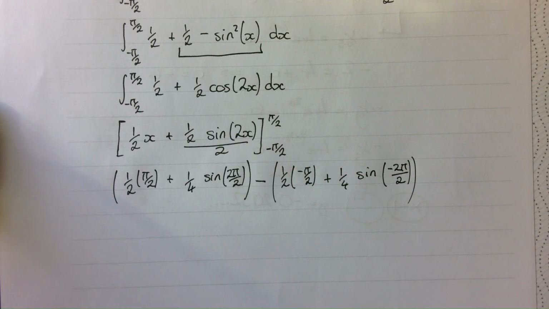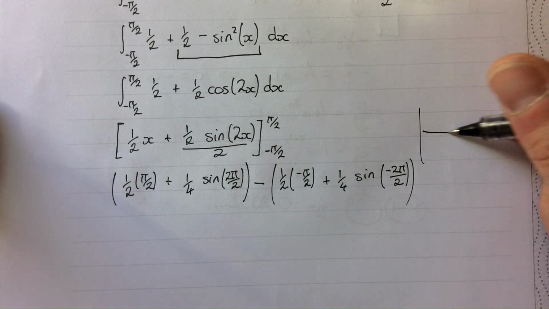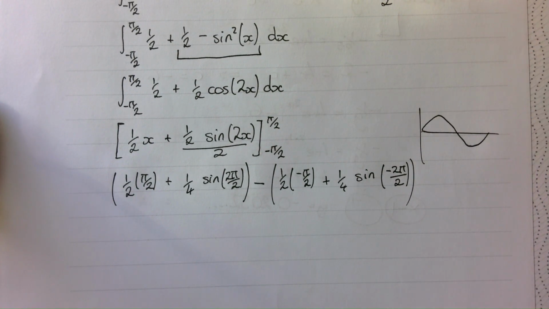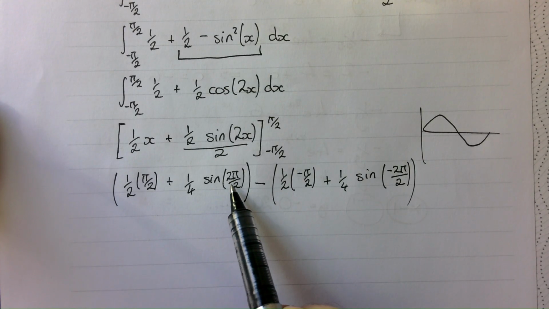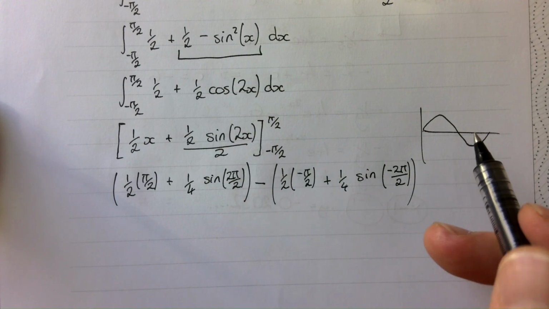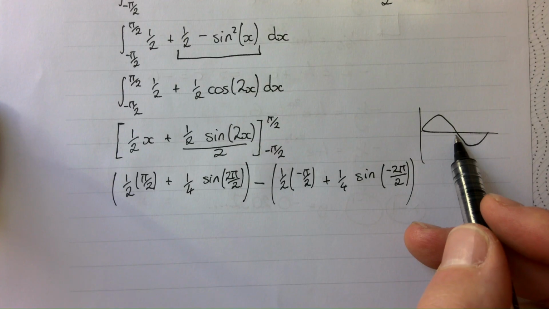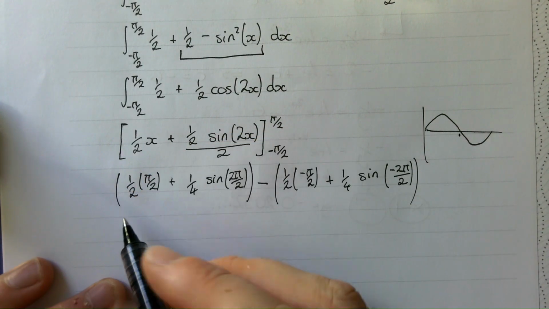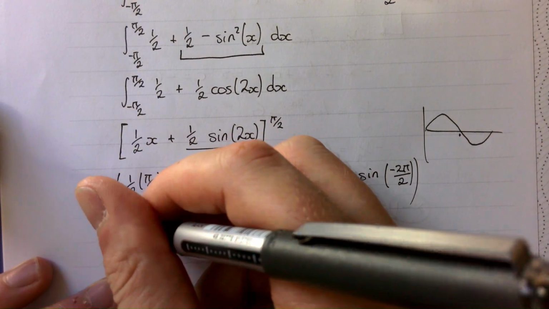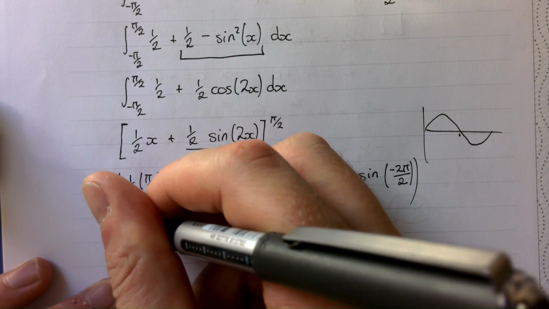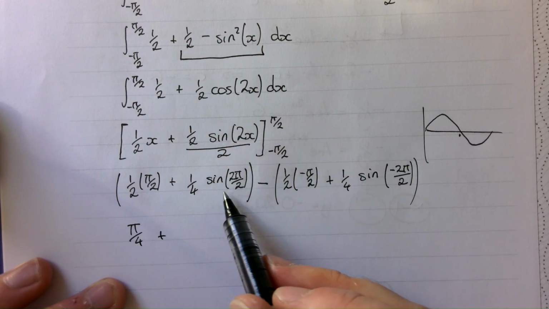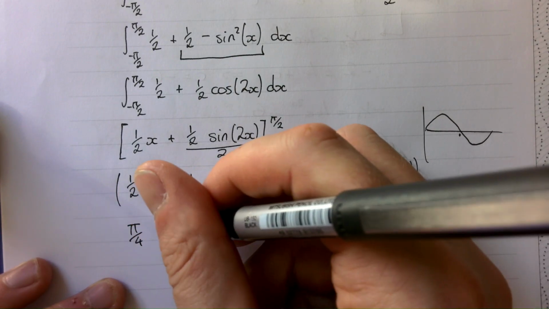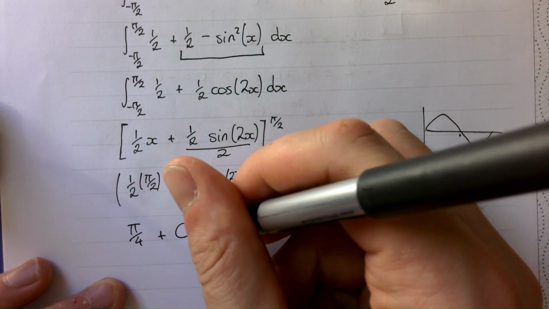Close our brackets. Now again, you can either pump this into a calculator and work out your answer. What I'm going to do is just quickly sketch my sine curve, just to remind myself. 2 pi over 2 cancels down to pi. At pi, sine is equal to 0. So I have half times pi over 2. Half of a half is 1/4, so pi over 4 plus sine of pi is just 0, and 1/4 of 0 is still just 0.